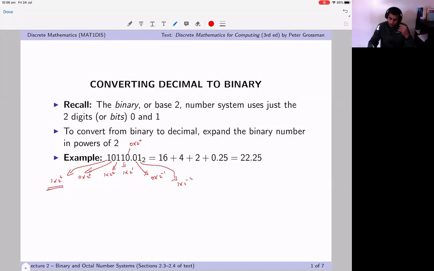So 2 to power 4 is 16. This number would be 0. That number is 2 to power 2, which is 4. This number is 2 to power 1, which is 2. And then we have this number, which is 0 when multiplied. And that number is 1/4, and that would be 0.25. And so you sum them up. So this big string of numbers is actually 22.25 in the real number system. Keep in mind, you should also calculate them and understand.